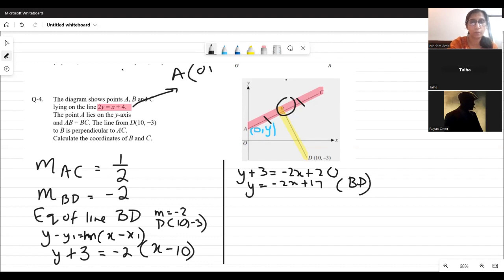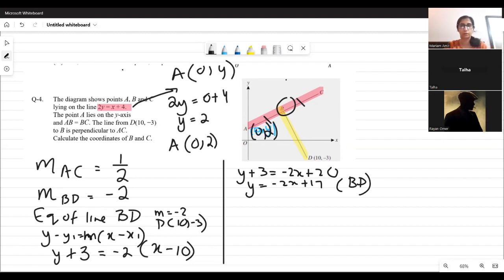Finding coordinates of A, which are (0, y). So x is 0, 2y equals 0 plus 4, so y equals 2. So we know the coordinates of A, which are (0, 2). So we have A as 2 here. Okay, so you have A now, but to find B you can't use A. You will have to find B by simultaneously solving AC and BD, because B is the point of intersection of the two lines.